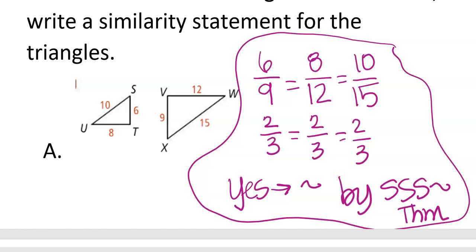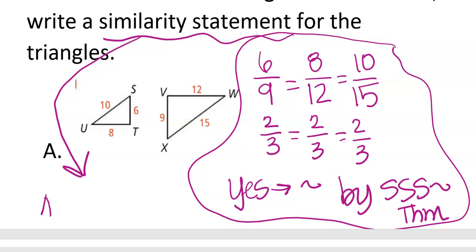We should do a similarity statement too. If you didn't do that on the last one, this might help. So don't forget the similarity statement. I'm going to do short side, long side, like the side that would make up that right angle if there was one. I'm going to go STU, so the T is kind of like that right angle spot. So I'm going to match it up with XVW. Okay, so I said triangle STU similar to triangle XVW.